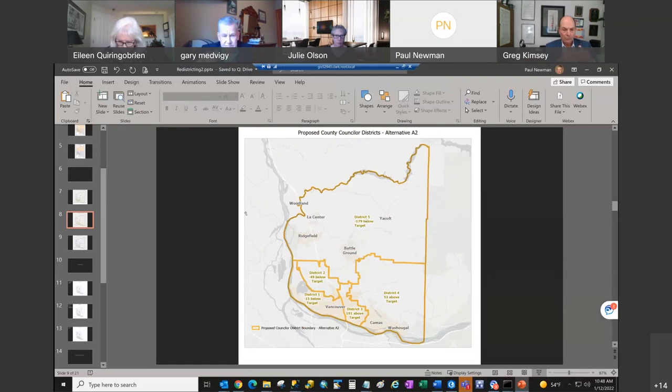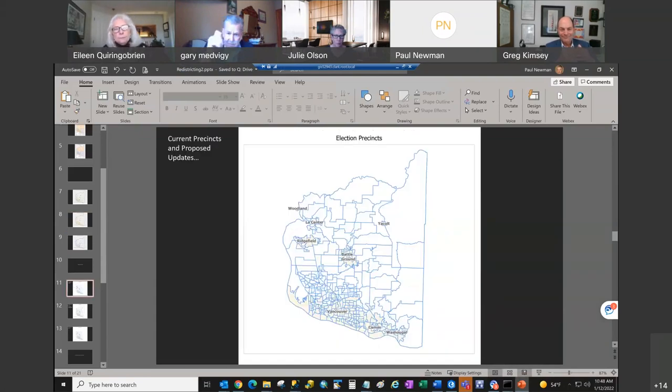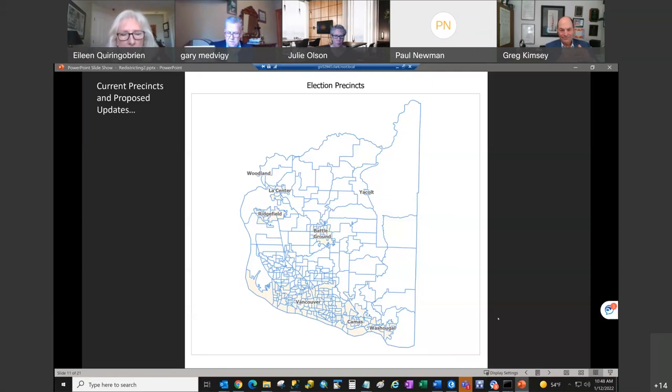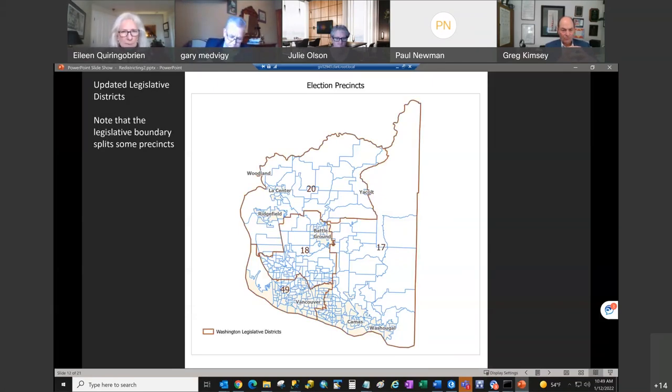Before we get into compactness, would you like to see a graphic of what Greg was talking about in terms of the legislative districts and the impacts it has on precincts? Sure. Good. Okay, this will be a little tangent. So these are the current election precincts that are in place, just over 300 of them. The State Redistricting Committee updated the legislative districts, which are shown in red here.